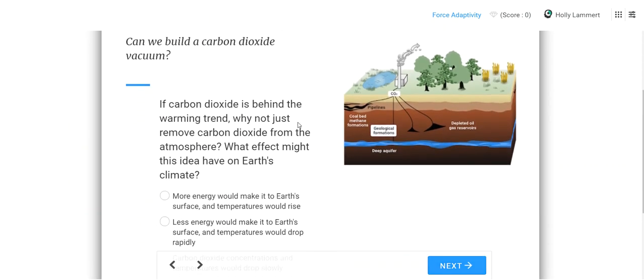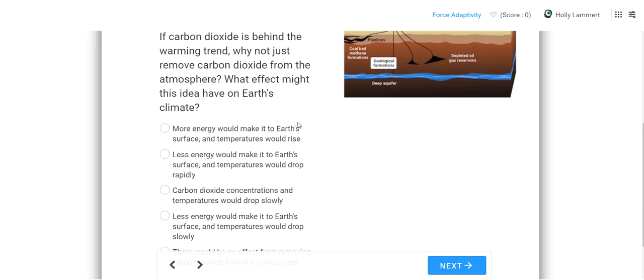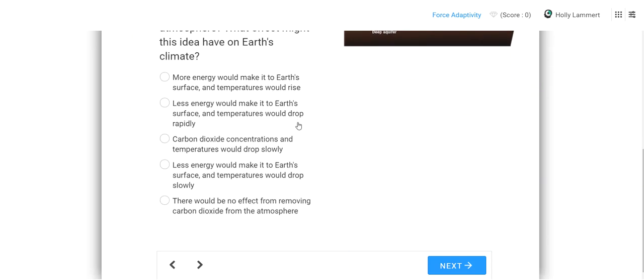Removal and storage. Can we build a carbon dioxide vacuum? If carbon dioxide is behind the warming trend, why not just remove carbon dioxide from the atmosphere? What effect might this idea have on Earth's climate? So searching through here, more energy would make it to Earth's surface. No. Less energy would make it to Earth's surface and temperatures would drop. Carbon dioxide concentrations and temperatures would drop slowly. Less energy would make it to Earth's surface and temperatures would drop slowly. Yeah, probably is a slower effect, and there will be no effect from removing.